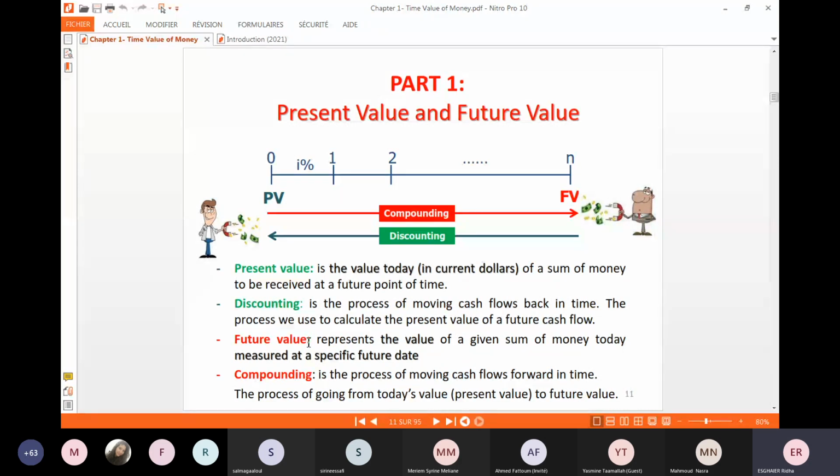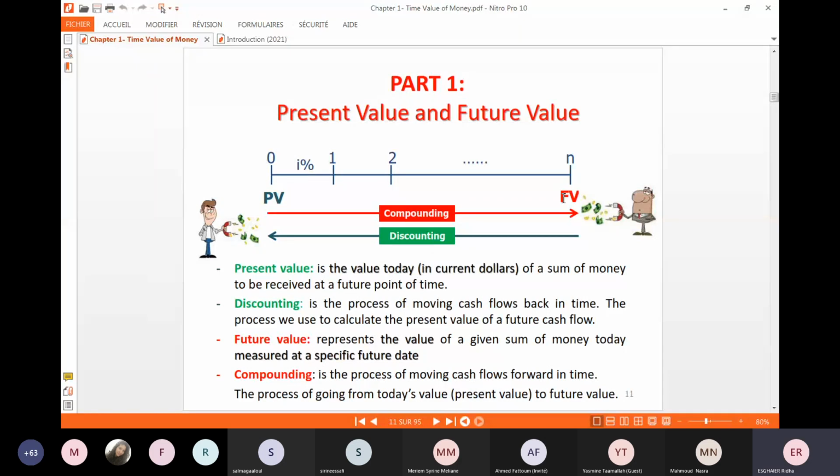The reverse of the discounting is called the compounding, which allows us to compute the value of a given sum of money today measured at a specific future date. So we pass from the present to the future. And the compounding process consists of moving cash flows forward in time. And this is the process of going from today's value, the present value, to a future value.